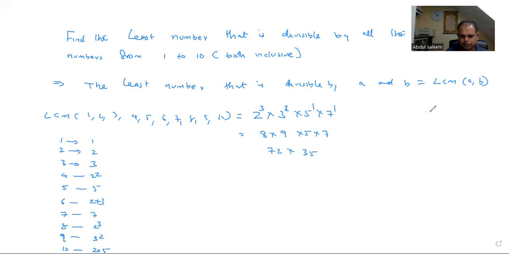Clear, right? So 72 into 35: 0, 5 into 2 is 10, 0 balance 1; 5 into 7 is 35, plus 1 is 36, 6 balance 3; 2 into 5 is 10, 10, 12... so the answer equals 2520. So 2520 is divisible by all these numbers from 1 to 10. Okay.